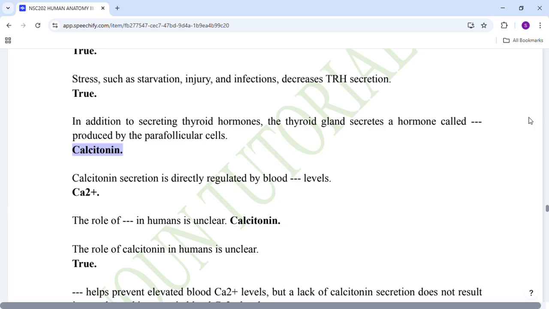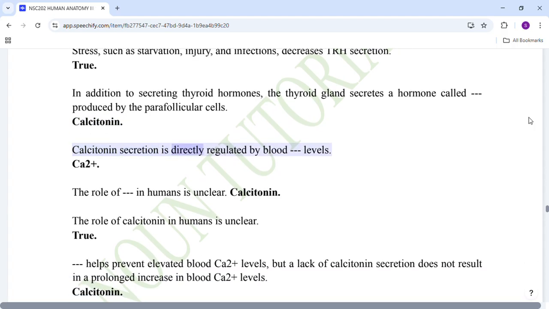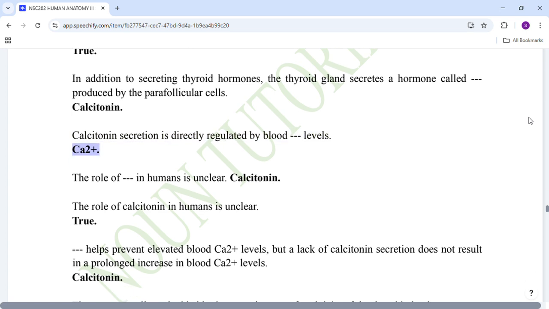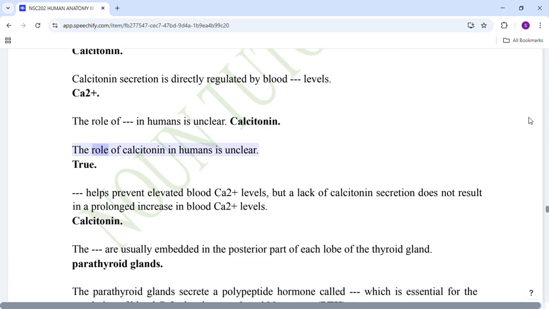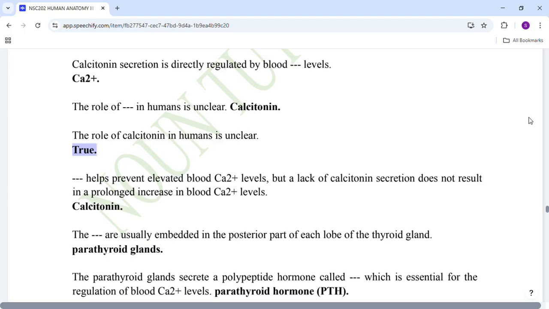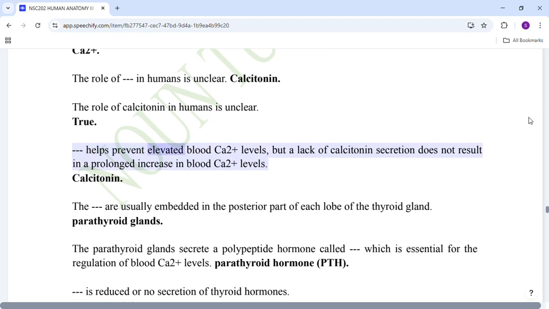Calcitonin secretion is directly regulated by blood Ca2+ levels. The role of calcitonin in humans is unclear. It helps prevent elevated blood Ca2+ levels, but a lack of calcitonin secretion does not result in a prolonged increase in blood Ca2+ levels.